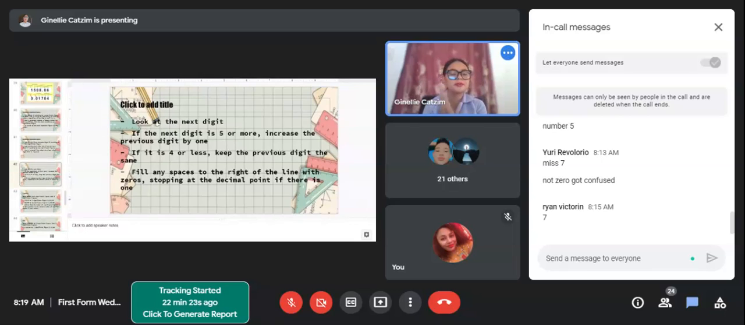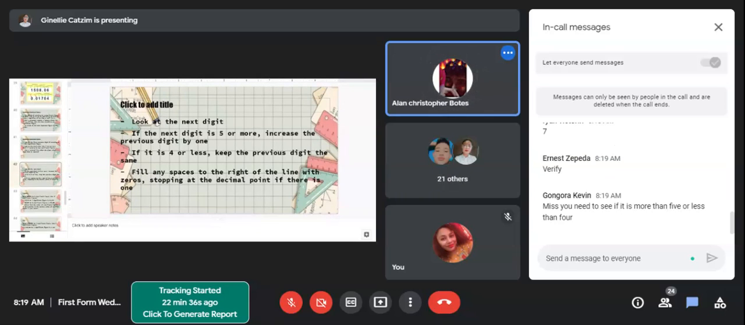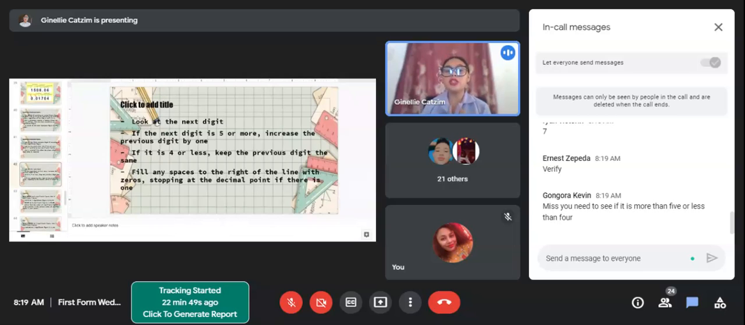What happens there? If the number is 4 or lower, we're going to turn it to 0. But if the number is 5 or higher, up to 9, we have to turn it into 0 too, but we have to add 1 to the previous number. Okay, good. Some of you are also sharing in the chat box. So if the number is 4 or less, we keep the same value. But if the number is 5 or more, we add 1 to the previous number, right?